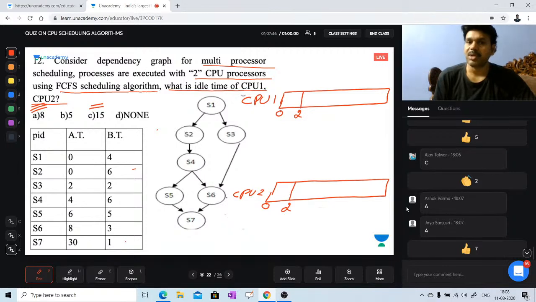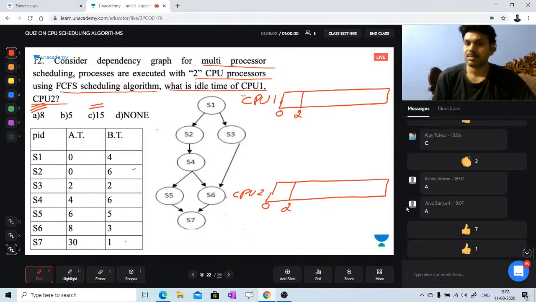So those who attempted this question, please comment. So Ashok Verma and others, the answer is matched. The answer is 8, they are saying. Okay, shall I discuss this? Audience, students, my friends, can I discuss this?